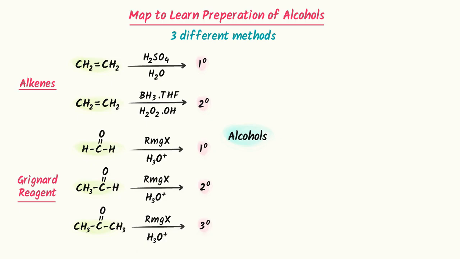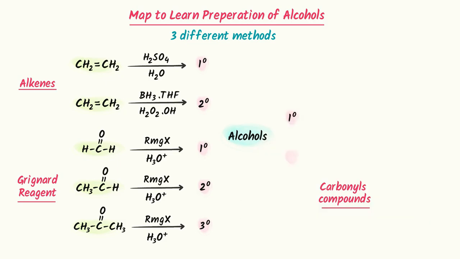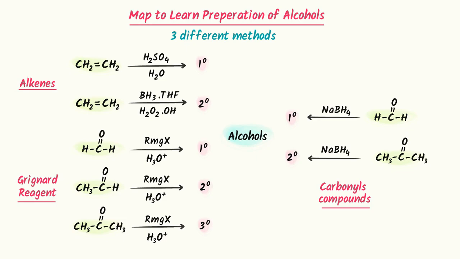Thirdly, we prepare alcohols from carbonyl compounds. In this method, we prepare 1-degree and 2-degree alcohols. We prepare 1-degree alcohol from reducing aldehyde. We prepare 2-degree alcohols from reducing ketone. We use a mild reducing agent like sodium borohydride. Thus, note down this important map which will help you to master preparation of alcohols.